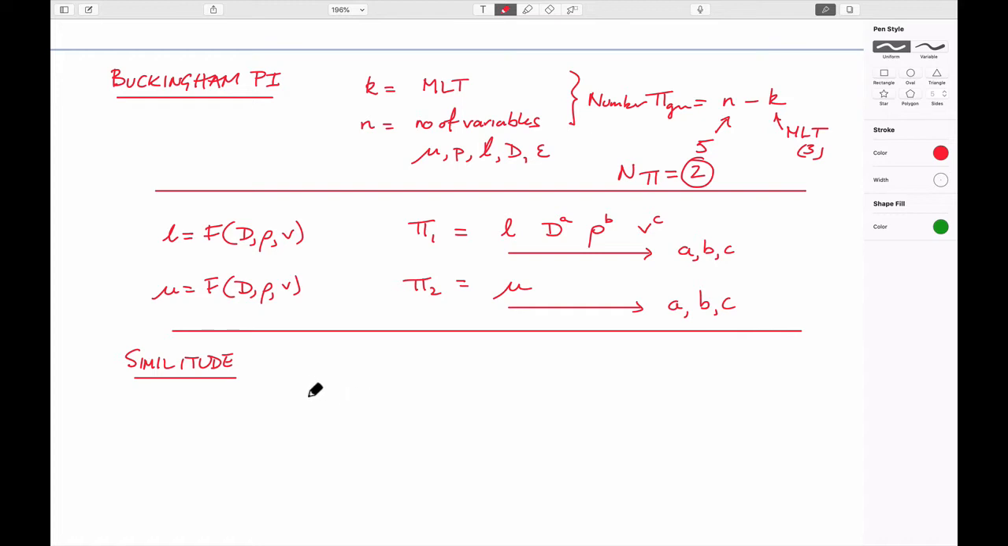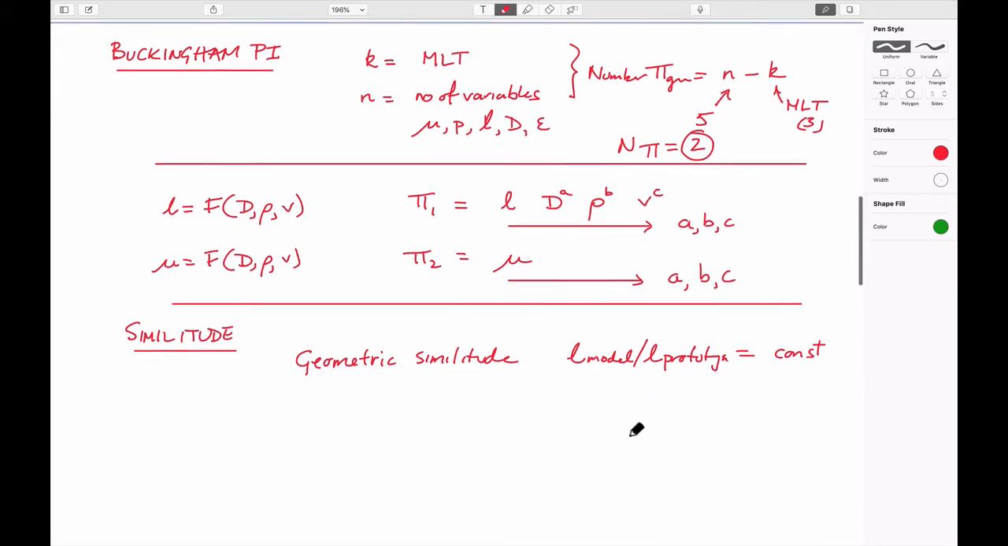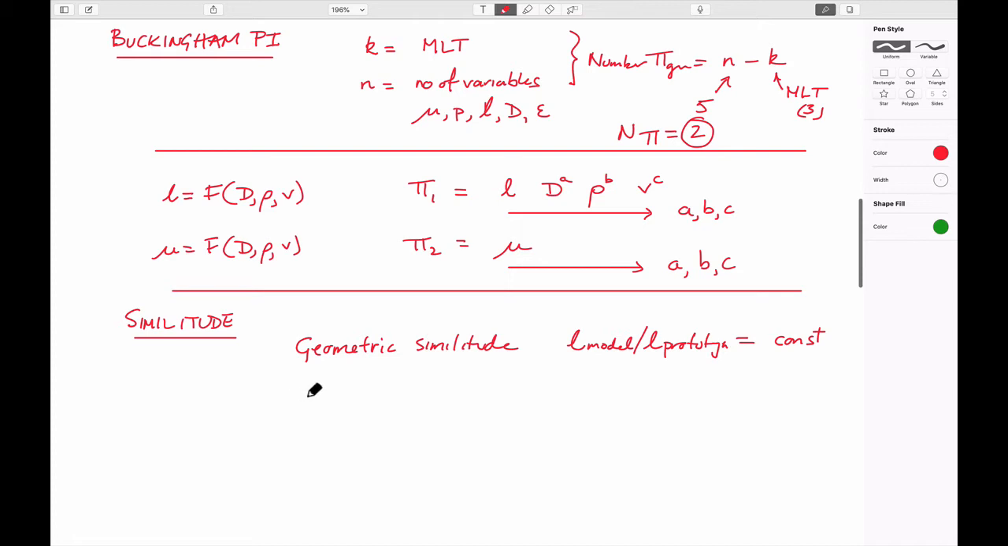There is geometric similitude, where the ratio of the various lengths of the model to the lengths of the prototype is constant. In other words, if you shrink one dimension down, you shrink all dimensions down by the same amount.